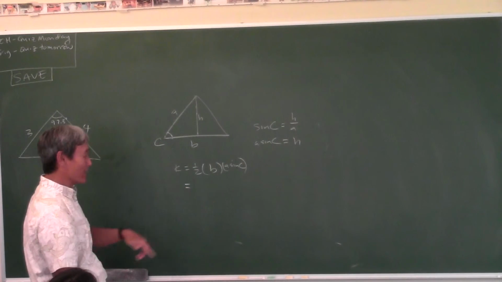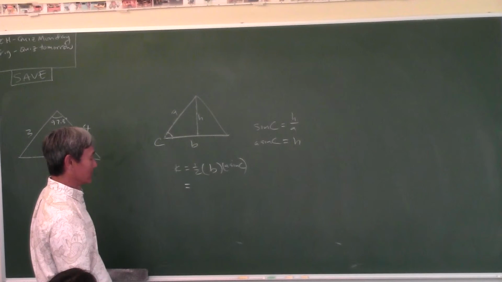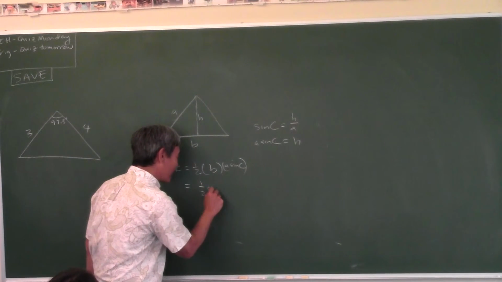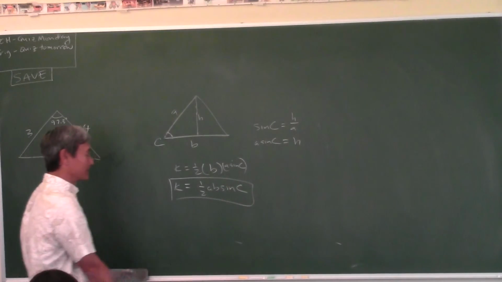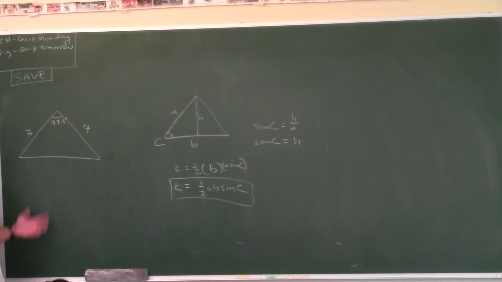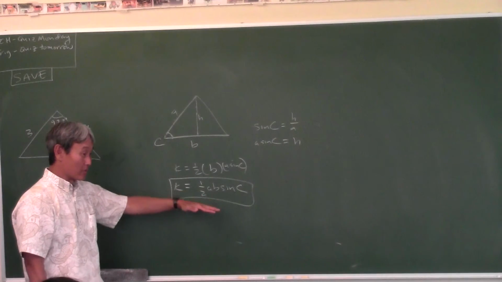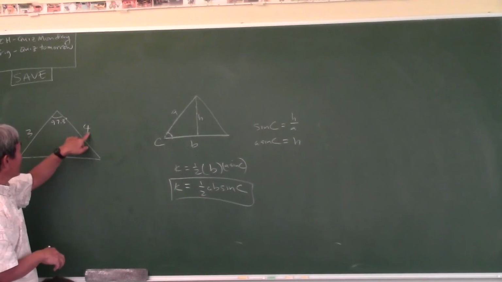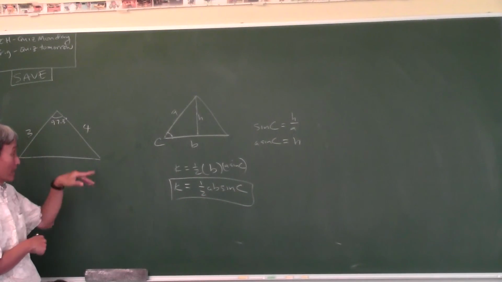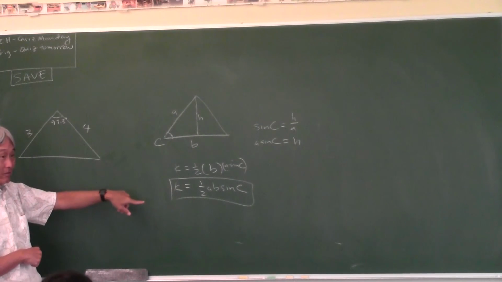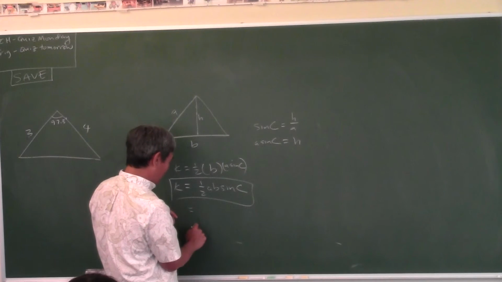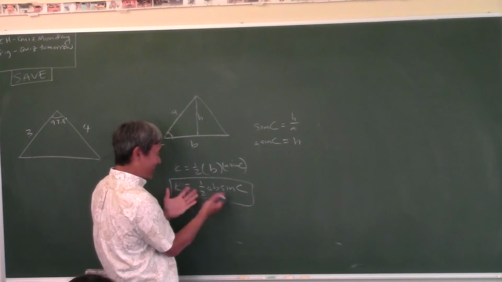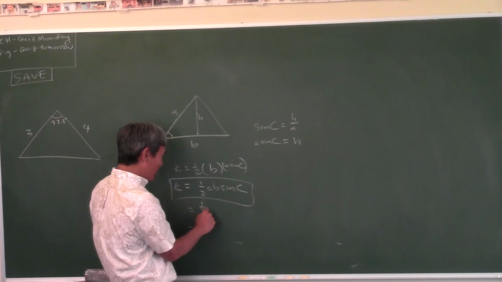Put it all together, what do you got? 1/2 AB sine C. Boom, I'm gonna box that. This is the formula you gotta know for tonight's homework. If you know two sides and the included angle, that's the fastest way to find the area of a triangle. Depending on what letters you use, like your book, that's all you really need to know. But your book might write this.